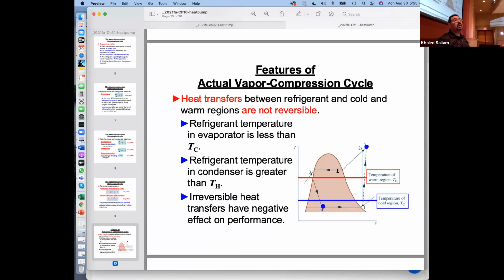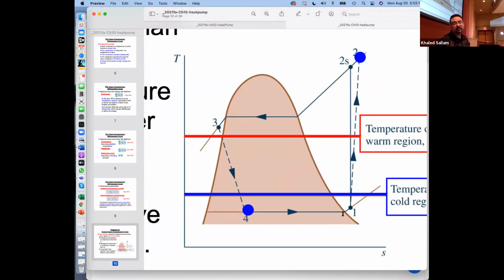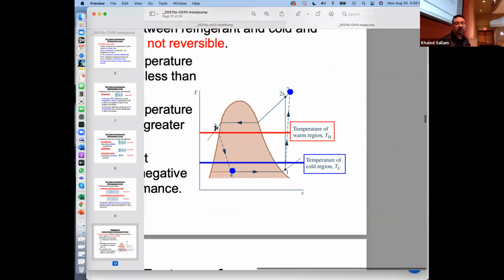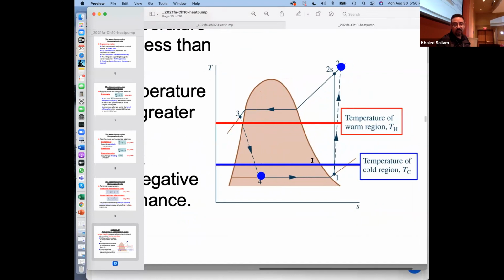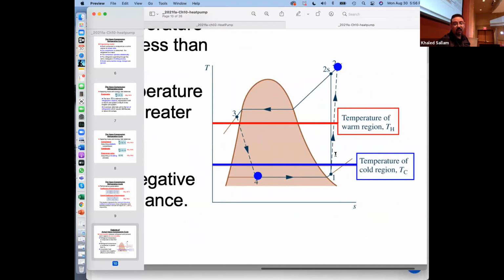So here is what happens in the real cycle. What happens in the real cycle is a little bit of superheat, right? And when you go up, you don't go to 2s, you go to 2, by the isentropic efficiency of the compressor that we just wrote. And when you cool, you don't finish here, you finish a little bit subcooled, right? And so you go lower than the low temperature you're trying to get heat from, and you go up above the T_H that you would like to remove the heat to, right?